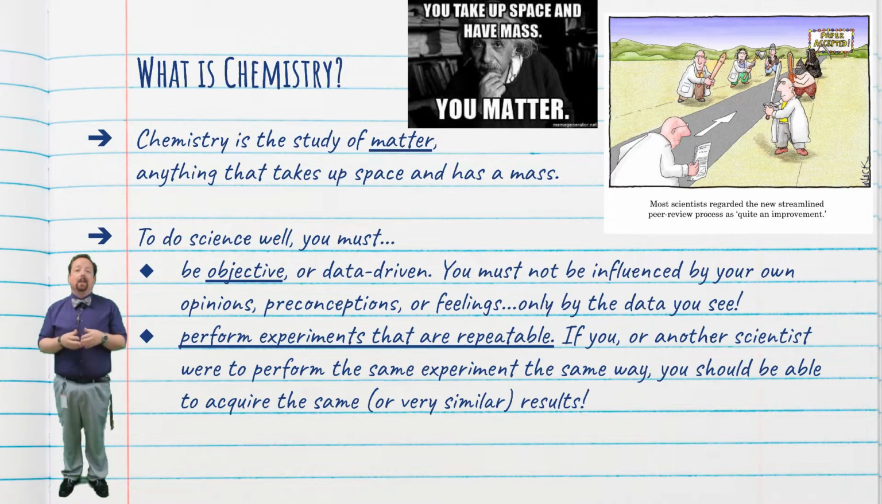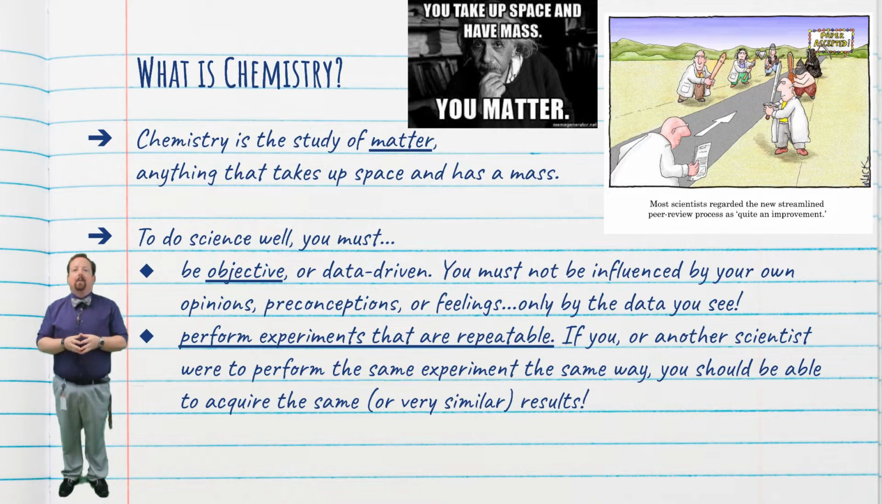In general, to do science well, you have to be objective and be able to perform repeatable experiments. In other words, scientists should be able to review the data they have available and create their own conclusions solely from that data, not from any other feelings, preconceptions, or opinions of their own. They have to consider all of the data, not just the data that fits their own worldview.